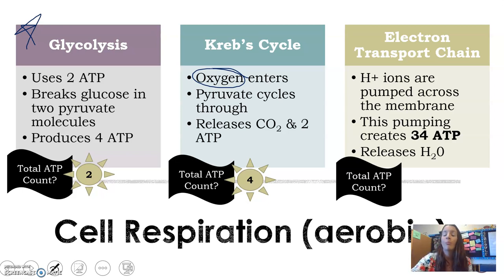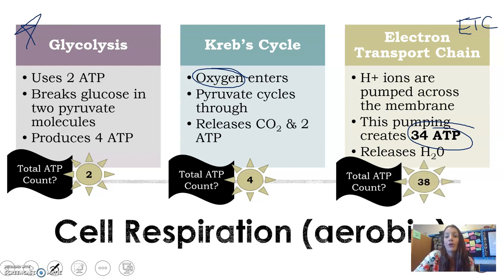Now we move on to the big one, electron transport chain, or you may see it referenced a lot as just ETC. So hydrogen ions are pumped across the membrane, and this, as a result, creates 34 ATP, which is huge. So far, we only have 4 total, and ETC makes 34. You also have water released here. So our total ATP at the end of all 3 of these processes is up to 38, which is great. The cells definitely need all of that ATP.